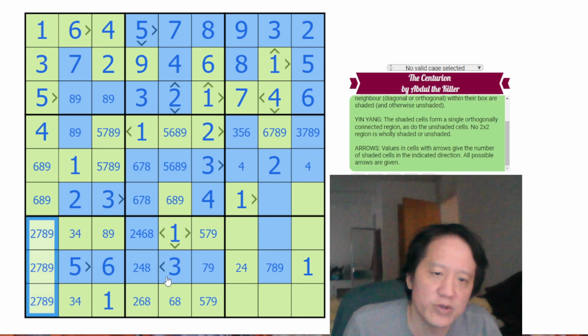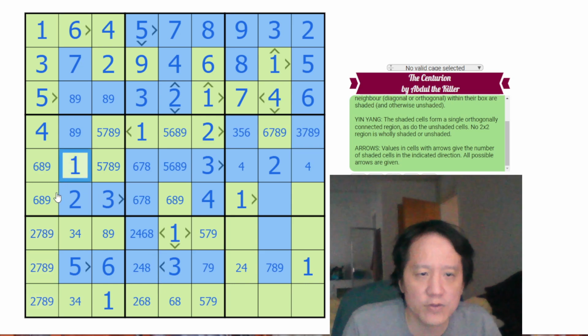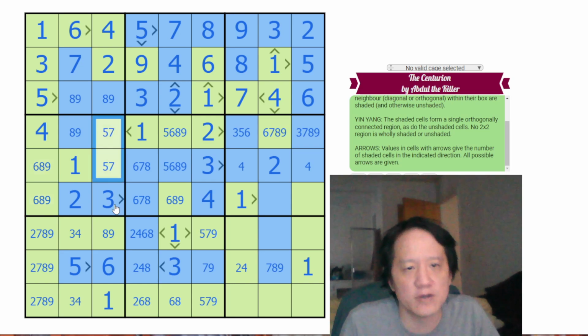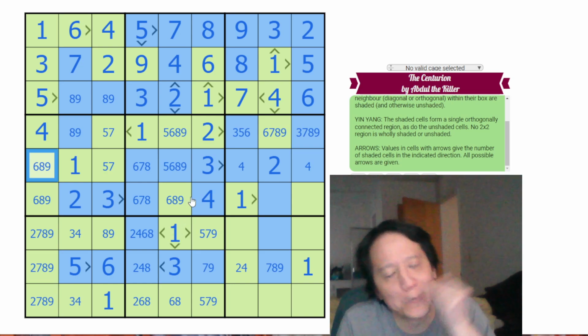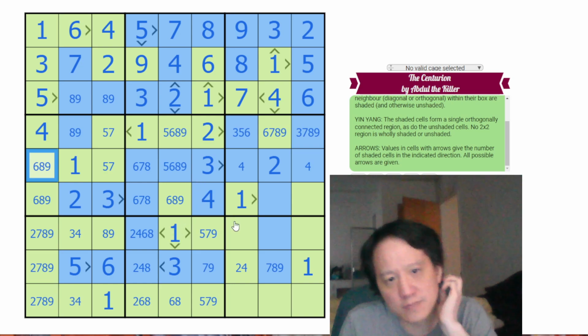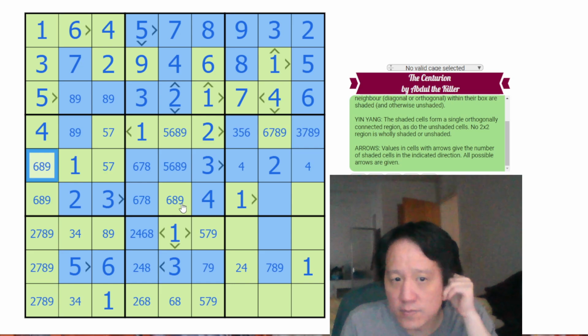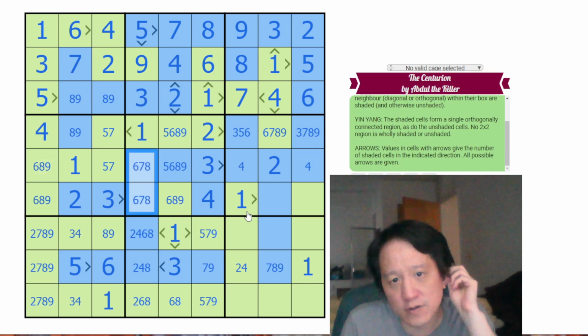This could be 8 somewhere. So this is 6, 8, 9, which means this can't be 8 or 9. So if this is 8, it's next to a 7, right? If this is 9, this has to be 8. So this is 7.